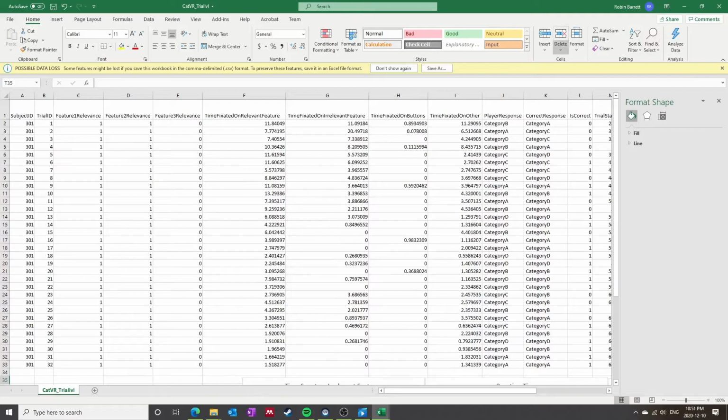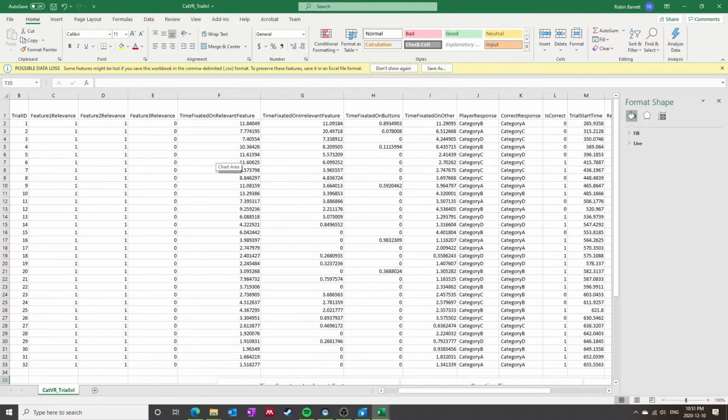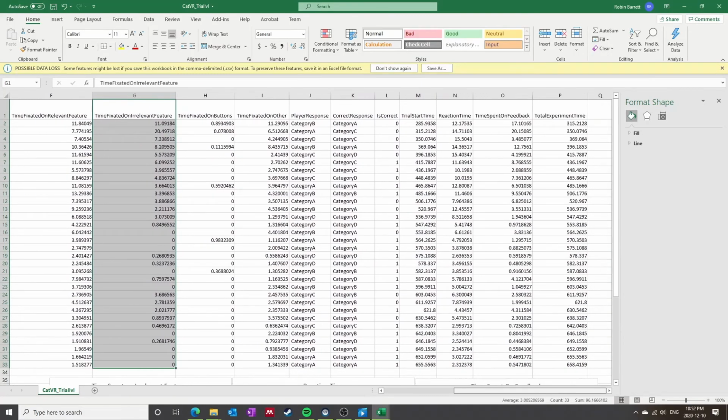At the trial level, we get the bulk of our information. Here, for each participant, you get 1 row per trial. This contains a lot of important information and is where most of your analyses will come from. In the first 3 columns, you get the relevance of each individual feature. In this case, you also get the time fixated on relevant features, as well as time fixated on irrelevant features. As you can see, as participants learn the categories over time, these tend to decline.